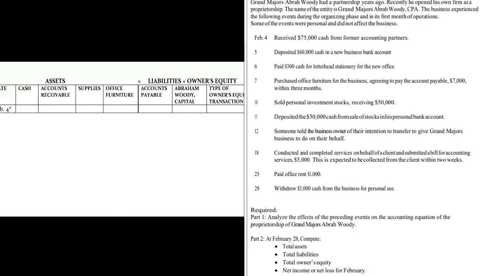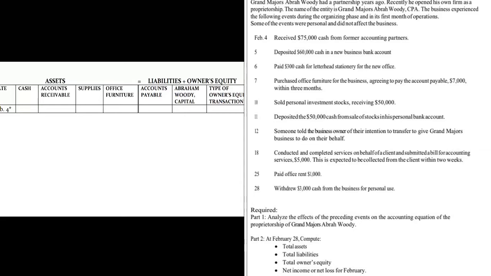So let's move on to February 5th. Deposited $60,000 cash in the new business bank account. So here we're seeing, okay, this might have something to do with the new business. What is his new business? Grand Majors Abra Woody. And that's the accounting equation where we're trying to analyze the effects, right? So if you deposited $60,000 in this new business account, it would definitely affect the accounting equation. On what side of the equation are we going to see some movement? It's cash. Cash is an asset, and we're putting money in the bank. So our asset is increasing, and our asset here is cash.